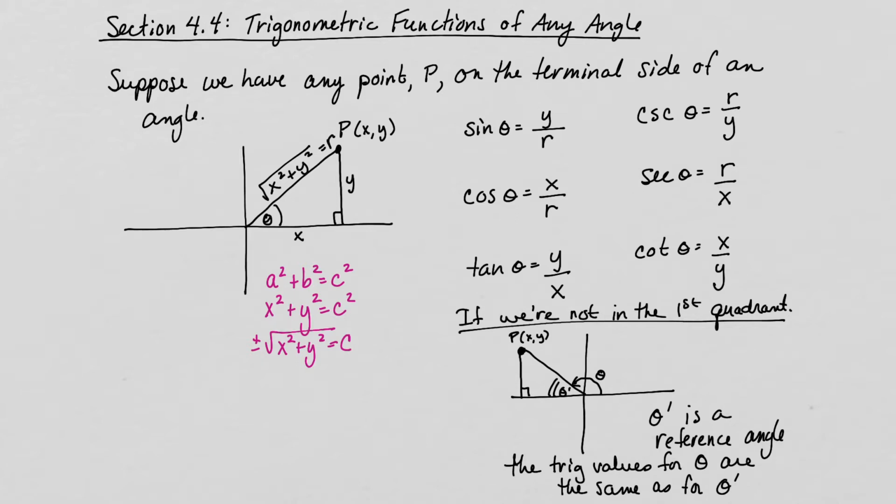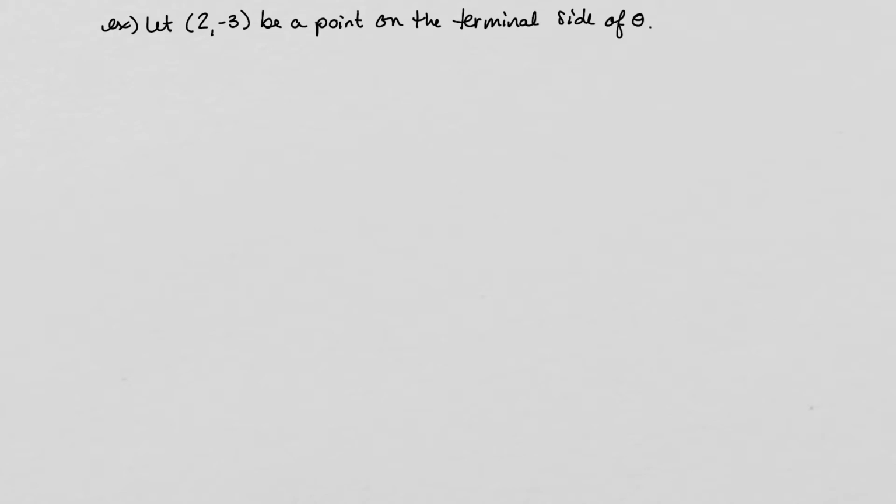Okay, so let's do an example. For example, let (2, -3) be a point on the terminal side of theta. Find the values of the 6 trig functions.